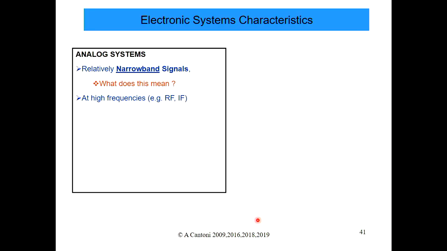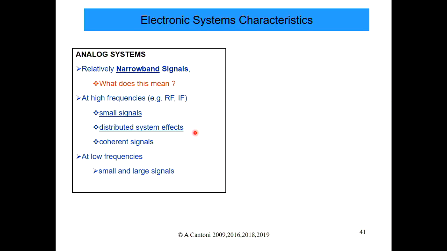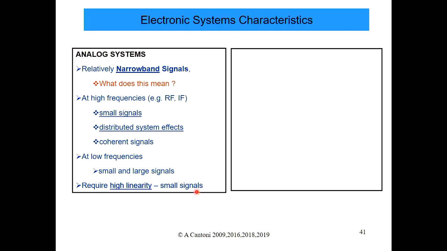Okay, analog systems. Generally, if we have analog systems, we're talking about narrow band signals. So it may be at low frequency, like audio, but could also be at high frequencies, like RF or IF, just in a small range of frequencies around a carrier frequency. Small signals, we may have distributed system effects, coherent signals. At low frequency, you might have large signals as well, for instance, power. But we generally want high linearity for small signals.